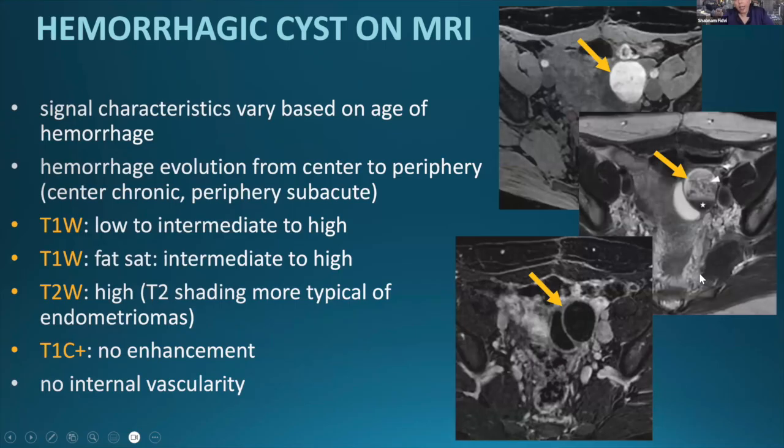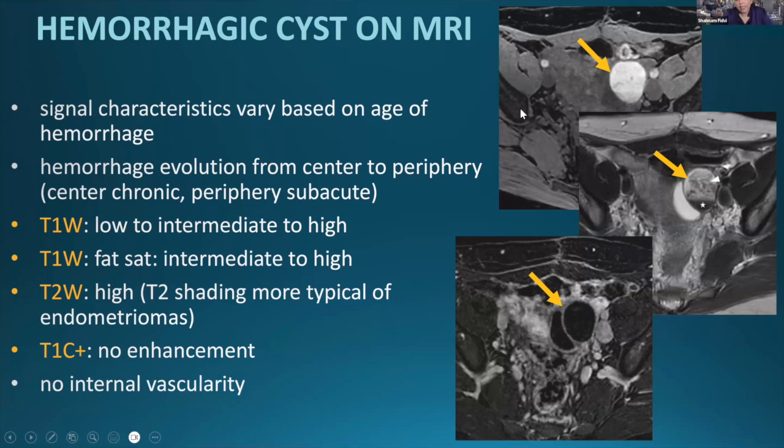How about an MRI? Like everywhere else in the body, the signal characteristics basically vary depending on the age of hemorrhage. It's important to remember that the way hemorrhage evolves is that the center of the lesion has more chronic blood products, while the periphery of the lesion has more subacute blood products. So this is an example of what a hemorrhagic cyst looks like on MRI.